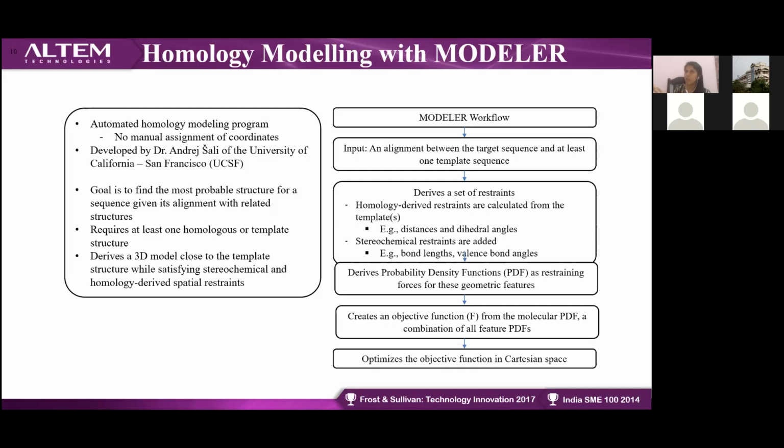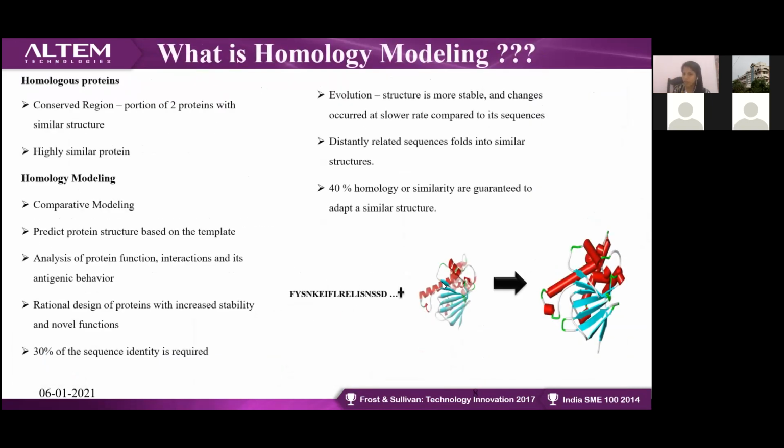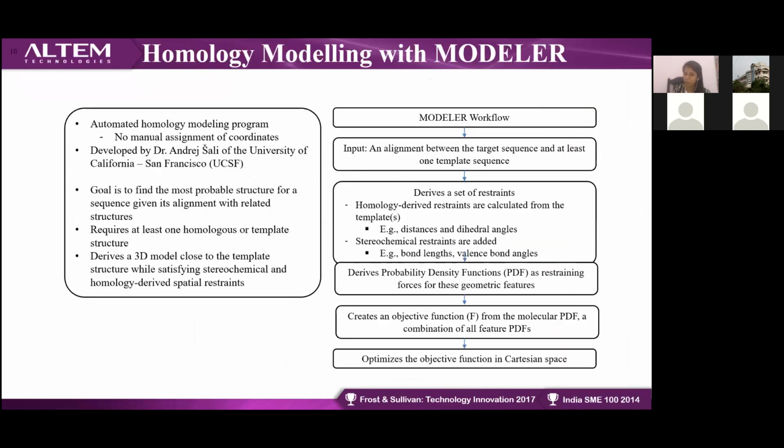You have a structure and you have your sequence, and based on this sequence you have some target structure. Based on BLAST, you have got a target structure, and you are identifying your structure based on the specific target sequence. That's why Modeler is used, and you will be predicting the same homologous structure based on the template sequence. Apart from that, it derives a 3D model which is very close to the template structure. Also, it can satisfy stereochemical as well as homology derived spatial restraints.